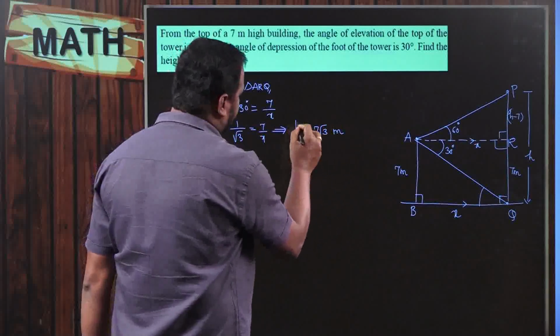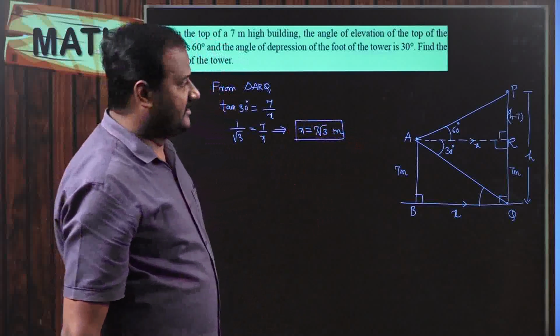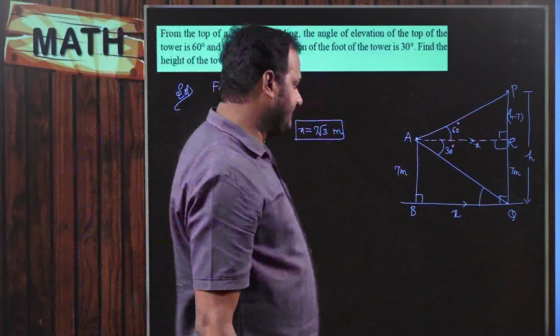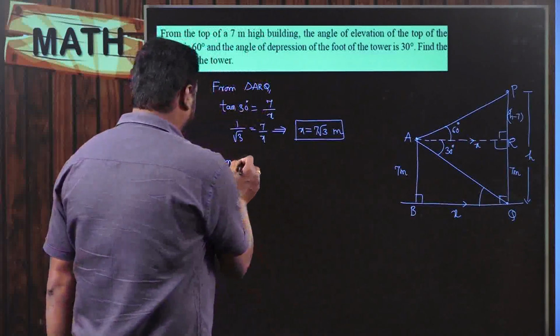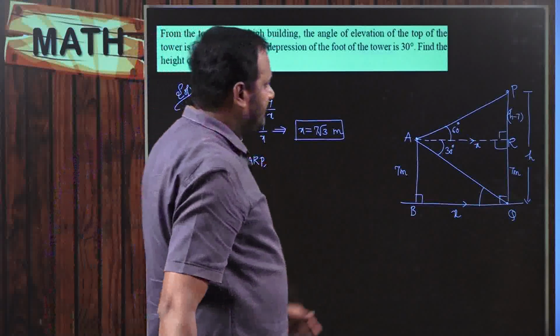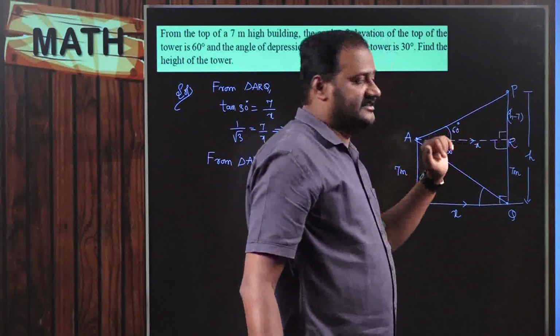This is the horizontal distance between the building and the tower. Now I am going to take triangle ARP. From triangle ARP, the angle is 60 degrees, the side opposite to the angle is h minus 7, and the adjacent side is x.